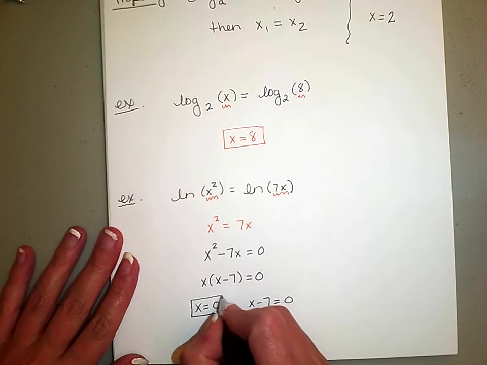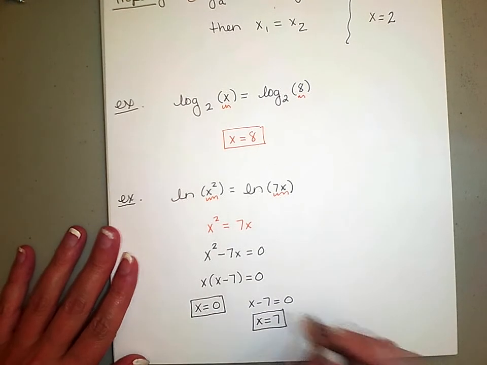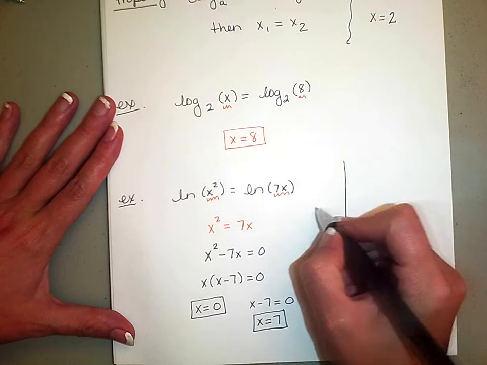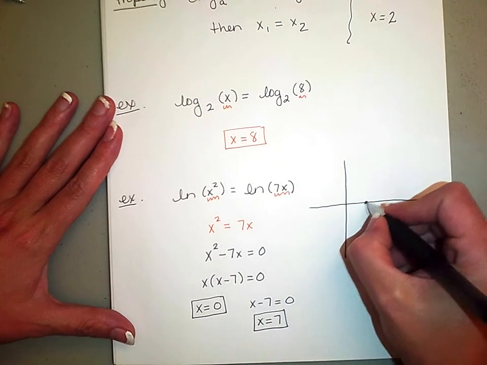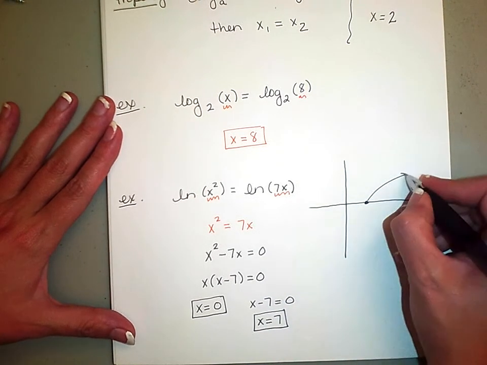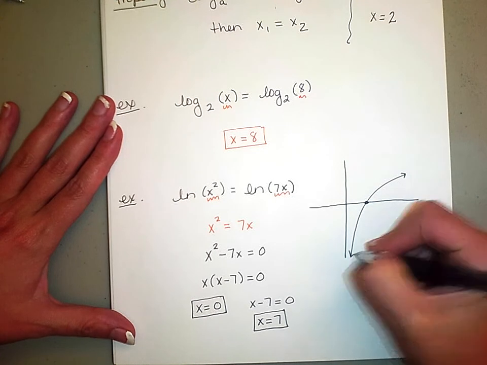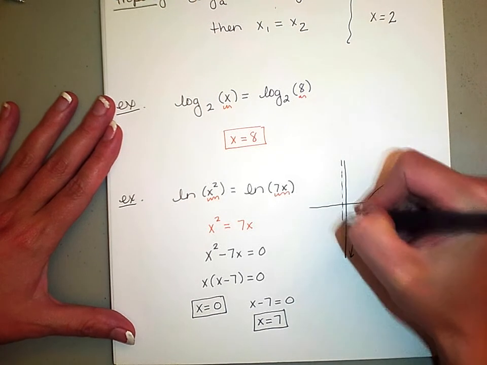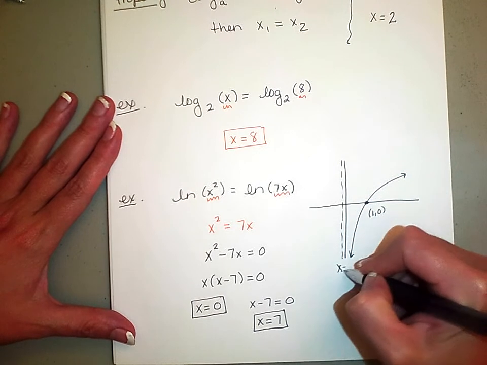So we have two possibilities here. We have that x equals 0 or x equals 7. But let's check. Remembering that the natural log, like any other log, looks like so, a basic log graph. This has an x-intercept of 1, 0, and has a vertical asymptote at x equals 0.